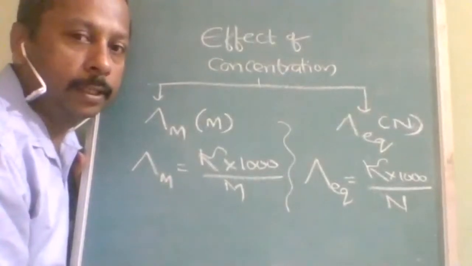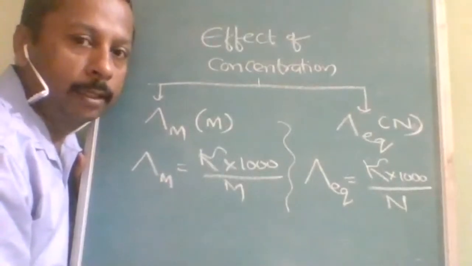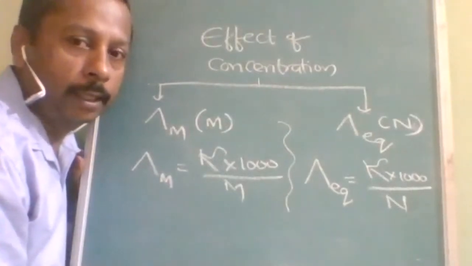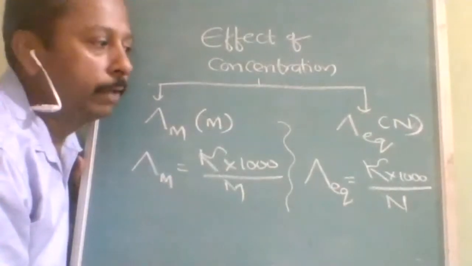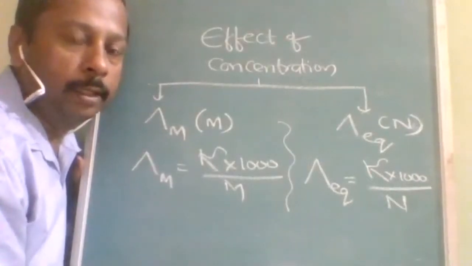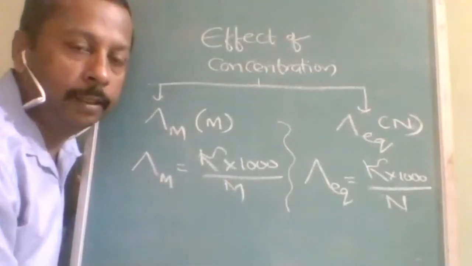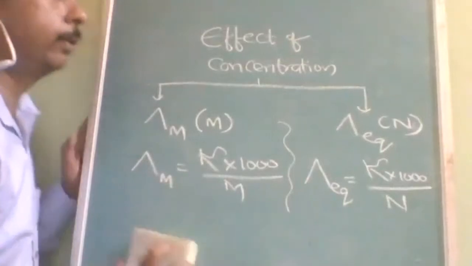The effect of concentration is studied under two patterns: in terms of molarity, and in terms of equivalent conductivity. Equivalent conductivity deals with normality, whereas molar conductivity deals with molarity. Better accuracy you will find in equivalent conductivity. Now, as I told you, we are going to study equivalent conductivity, which can be further explained with the help of a graph.